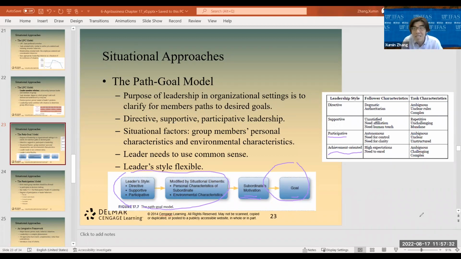Participative, what do you participate in? It's decision making. As the leader, you grow them, you develop them. They become the future managers. Talk about people development. Achievement-oriented has much higher expectations: you are already ready to replace me. These different leadership behaviors or styles are in the toolbox, and then you consider the situational factors or elements, the subordinates, the environment.